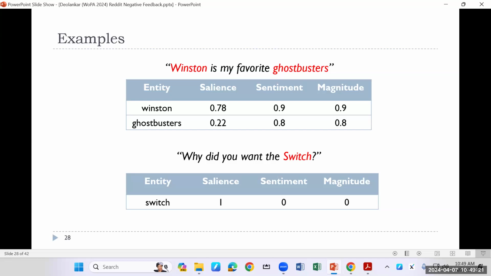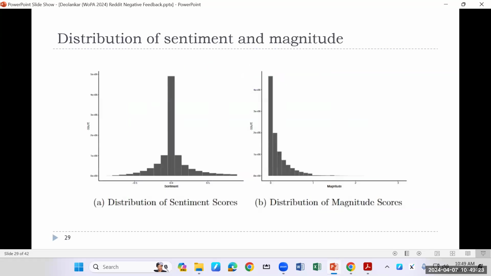And if you look at the distribution of the sentiment score and the magnitude score, you see that there's a concentration of observations around 0. That means that a lot of entities are spoken about in a neutral tone, but there is also variation, which means that people do also express sentiments towards entities.